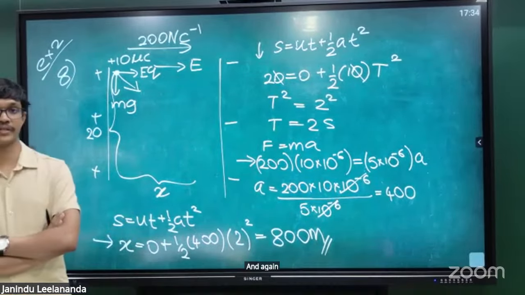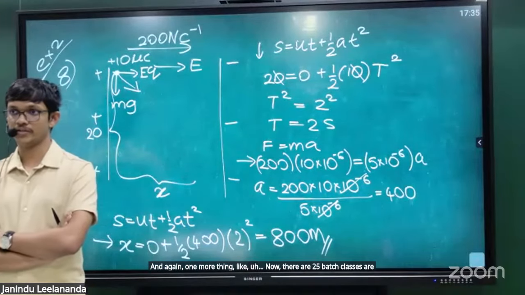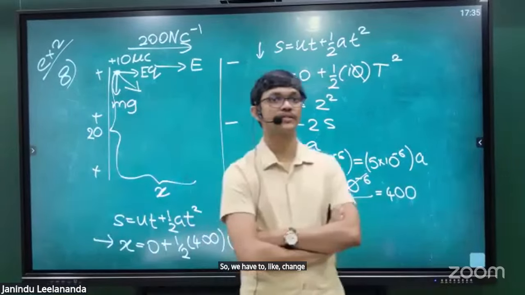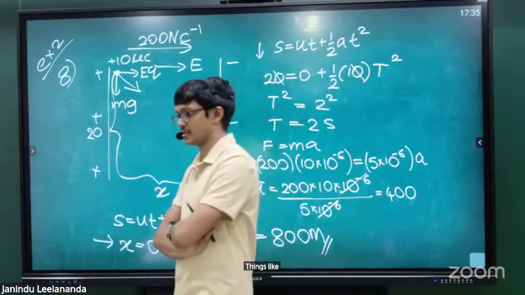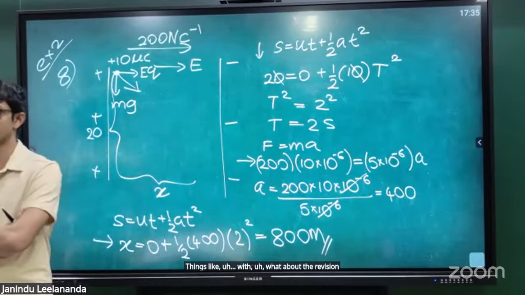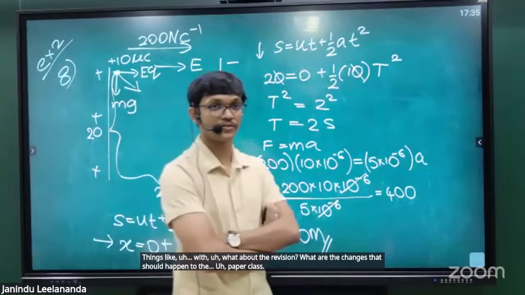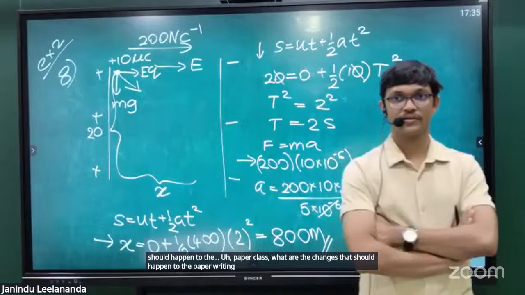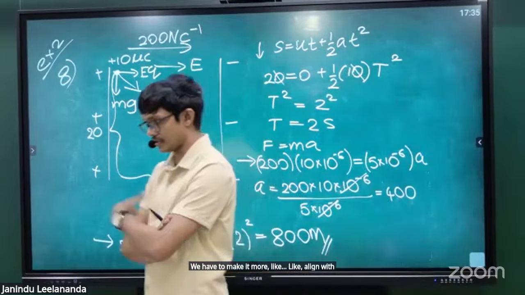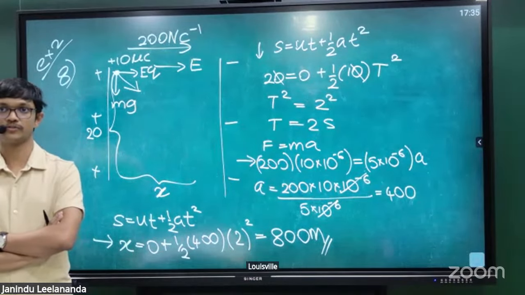And again, one more thing, now the 25 batch classes are over. So we have to change plans a bit for the 26 batch. Things like what about the revision? What are the changes that should happen to the paper class and the paper writing sessions? We have to make it more aligned with everything, and even for these classes we should do a few changes.